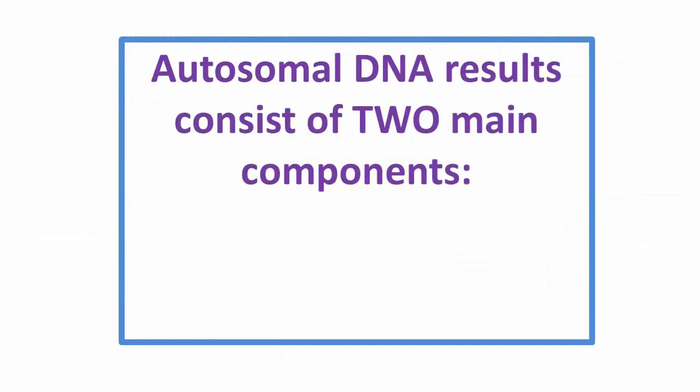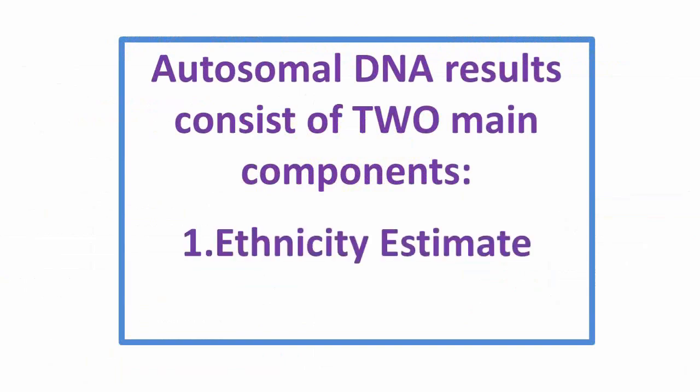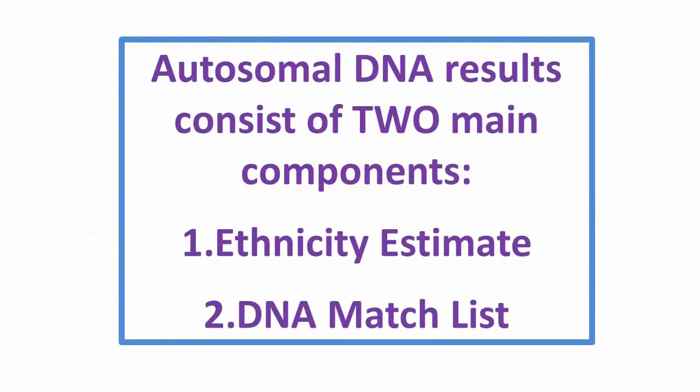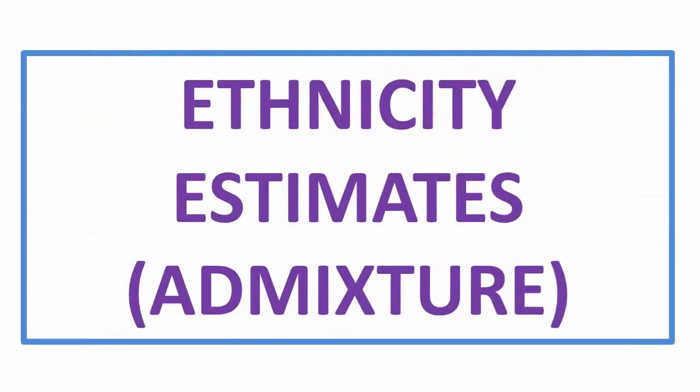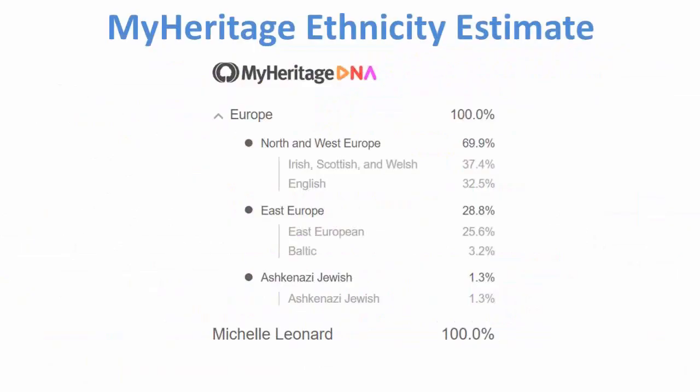So, autosomal DNA test results consist of two main components: an ethnicity estimate and a DNA match list. So let's look at both, starting with the ethnicity estimate, also known as admixture. This is my MyHeritage ethnicity estimate, 100% European, 70% North and West Europe, Irish, Scottish, Welsh, English, etc. There's all these different percentages that it gives me.